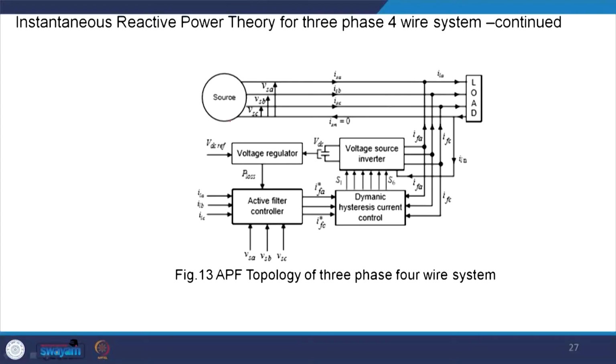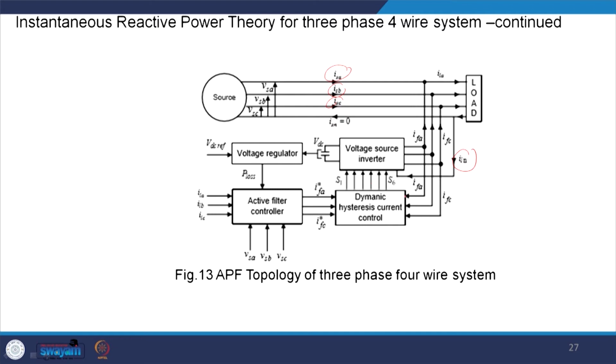So, this is the source, and ultimately this is a 4-way system. This is IsA, IsB and IsC, then this is a zero sequence component, and from there you will be injecting IfA, IfB and IfC, and this is the neutral current. It will flow through the midpoint of the capacitor.